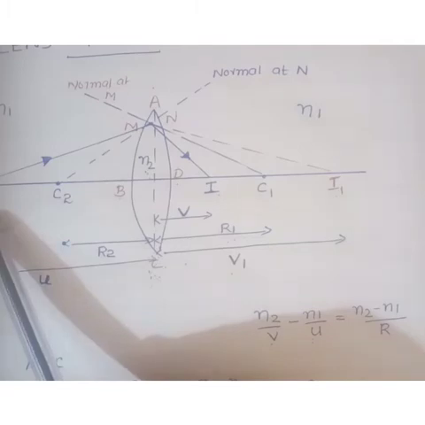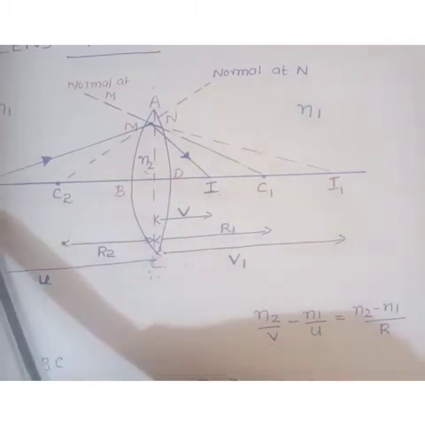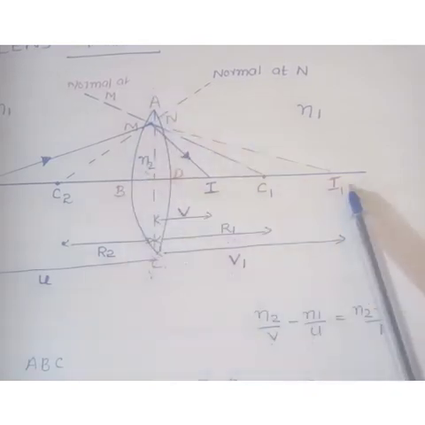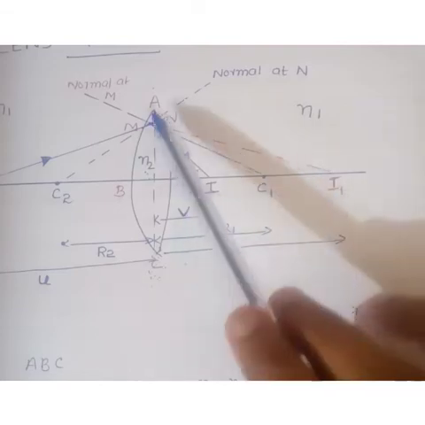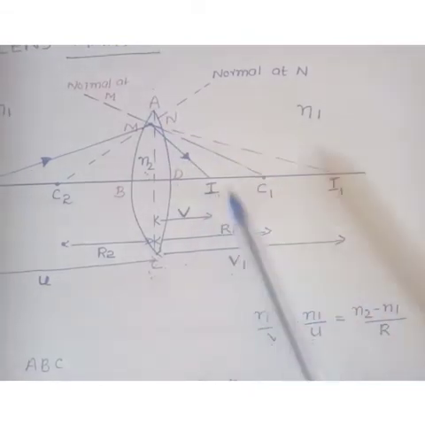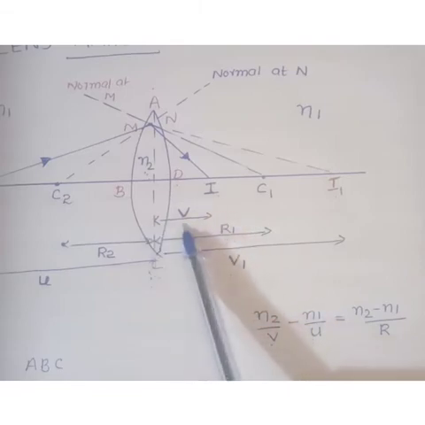You got the point? First we place an object O. On the surface ABC we get an image I1. Then I1 is a virtual object of the surface ADC and its image is I. This distance is denoted by the letter V. Now you have to apply this rule also.